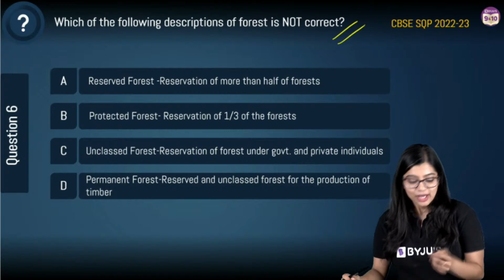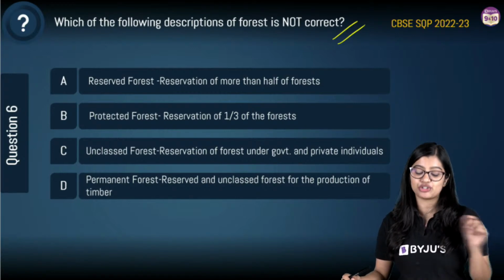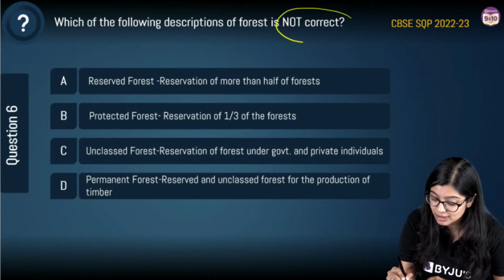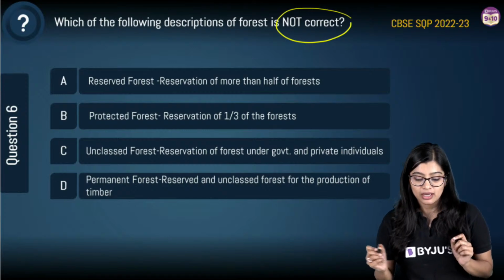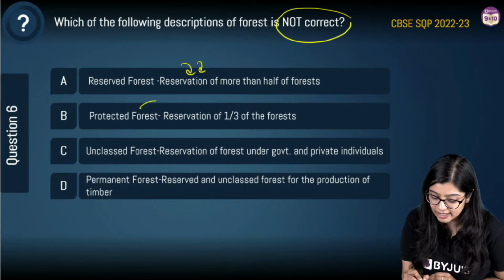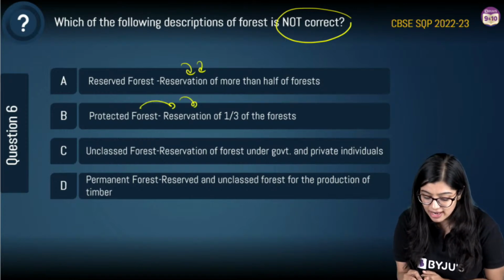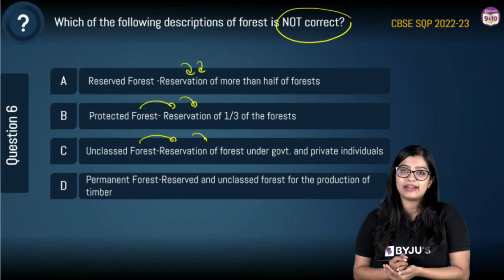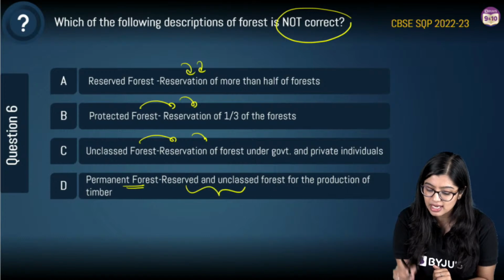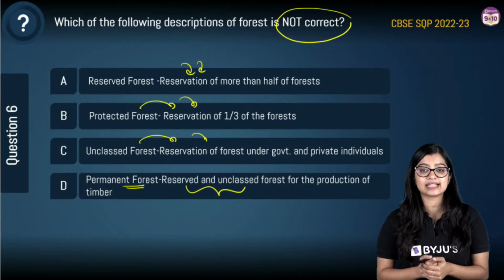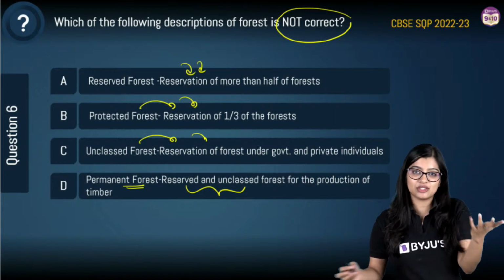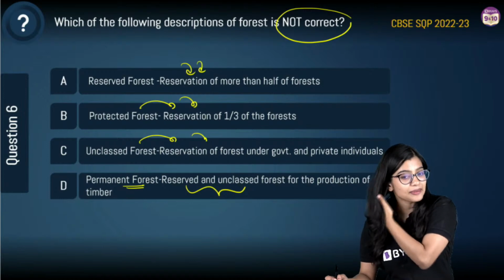Please don't mind. So you have 4 statements given to you from which you need to identify the correct answer, right? You need to identify which among the following descriptions is not correct. Reserve forest includes more than half the area of forest. Protected forest has one third. Then you have unclassed forests which are under the government, and of course we have villagers who are involved. Then you have permanent forests which include reserved and unclassed. What is the correct answer? It is the presence of iron, option B. There's presence of iron there that gives it that color, right?